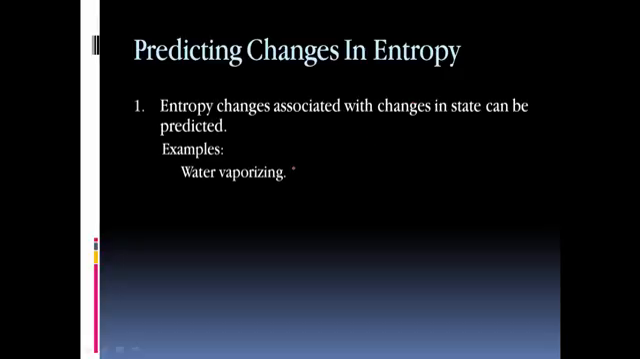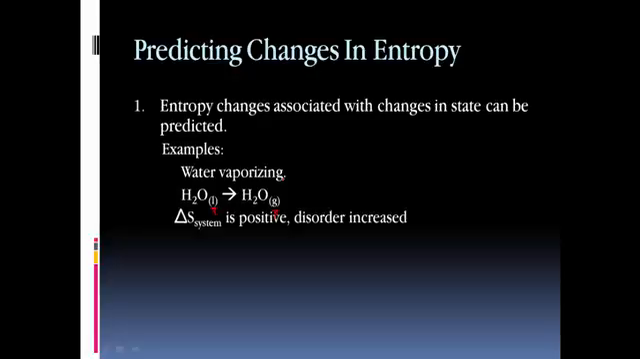Water vaporizing. So water vaporizing is actually going from liquid to gas. So think about those molecules. They're going from liquid state in which they're kind of held down by gravity, just sliding past each other, to a gas where they're free floating, moving at a much higher speed, going everywhere. That's an increase in disorder. So we can make that prediction. So delta S is positive in that case.